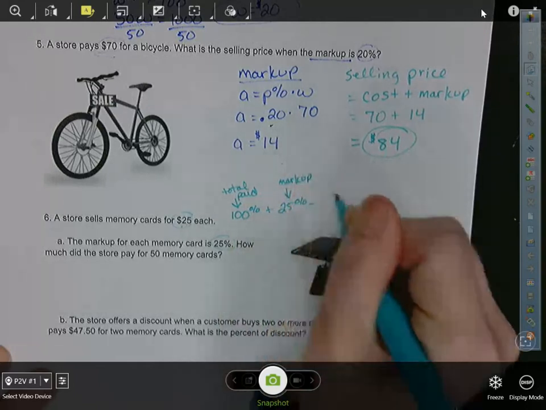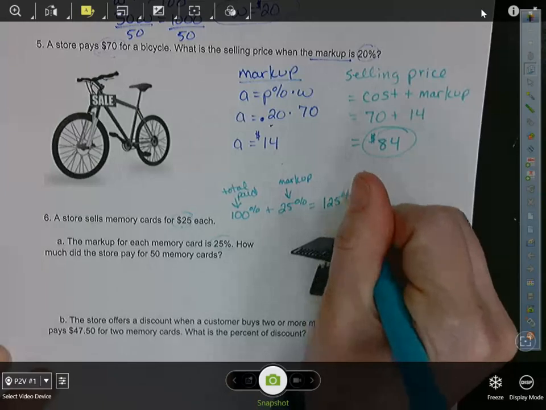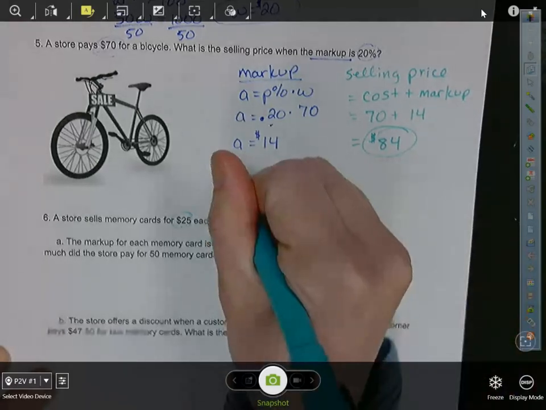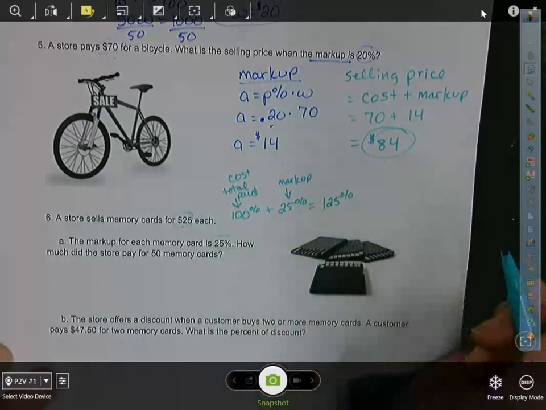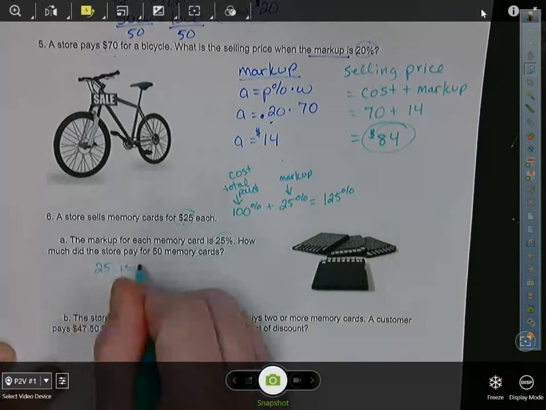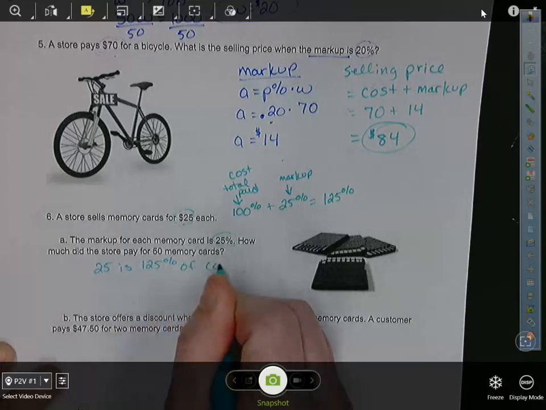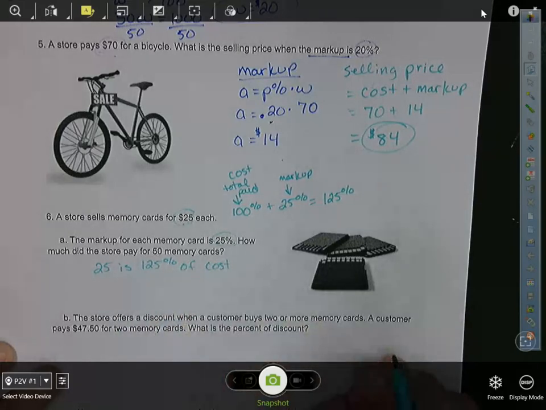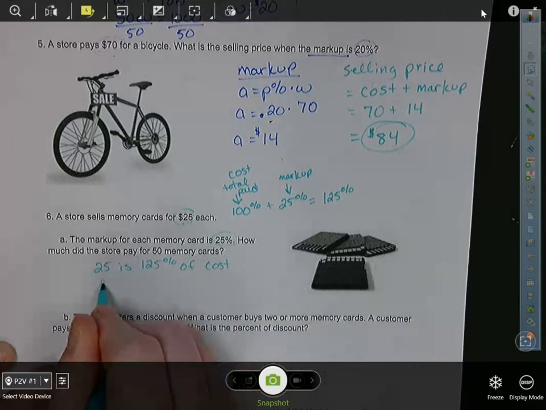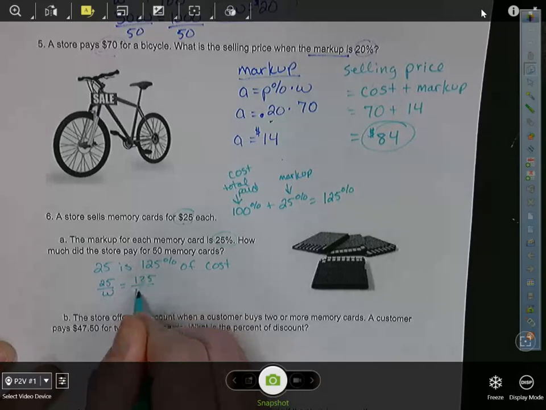Okay, so altogether, $25 represents 125% of their cost. So $25 is 125% of their cost. Now I just got to figure out what their cost was. So I would do 25 over W equals 125 over 100. Okay, and then we multiply.